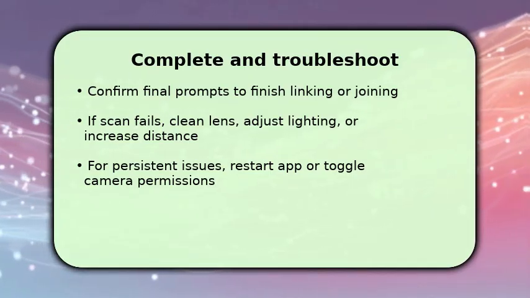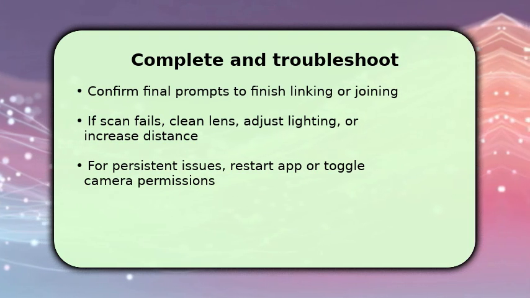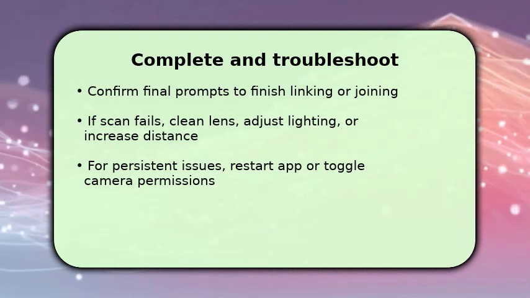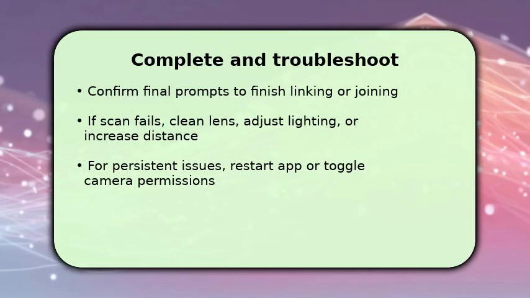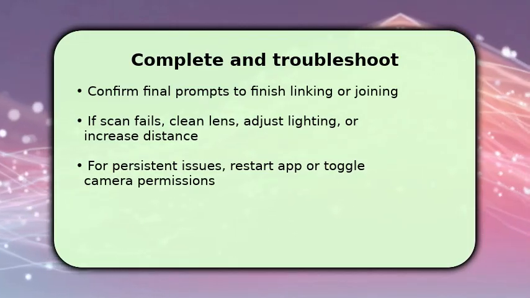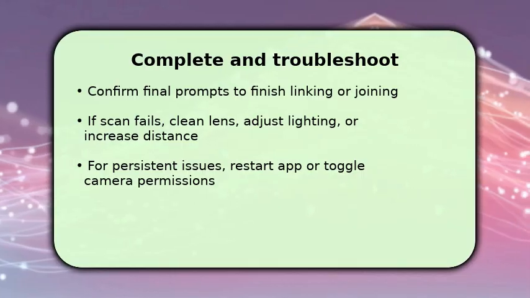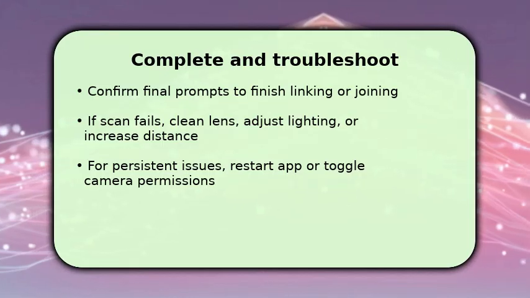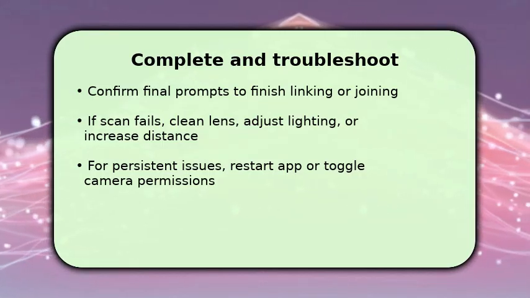If scanning fails, clean the camera lens and improve lighting, or move slightly farther away to let the camera focus. Small adjustments often fix recognition. If problems persist, restart Telegram, toggle camera permission off and on, or update the app. These steps clear common glitches and restore the QR scanner functionality.